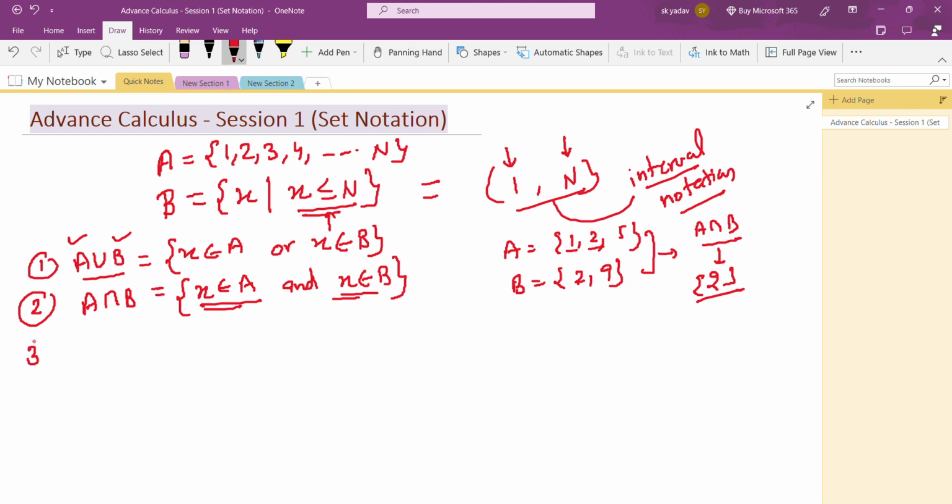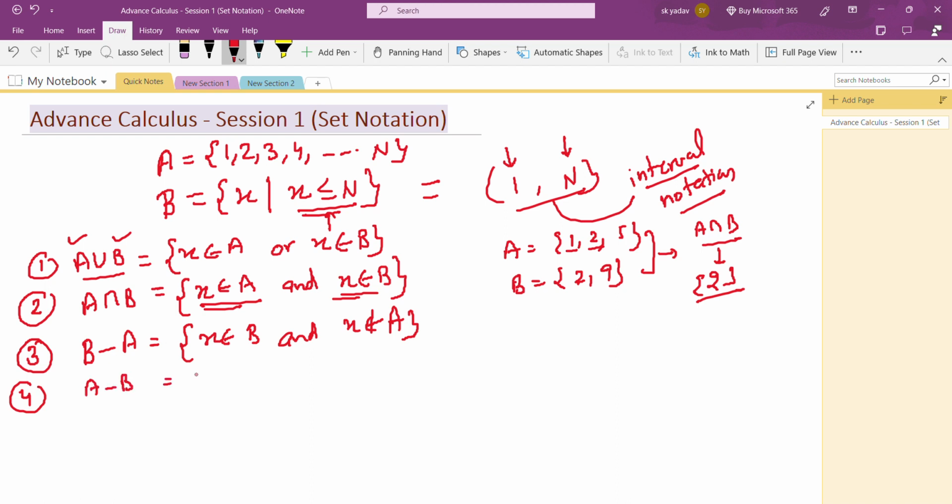Now we will move to the next one, where we have the minus. How do we represent B minus A in set theory? We write x belongs to B and x does not belong to A. So that is the minus. In the same way we can represent A minus B also, where x belongs to A and x does not belong to B. So that is A minus B.